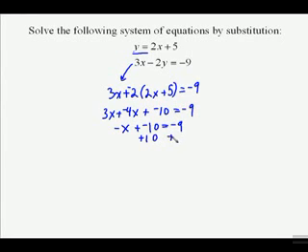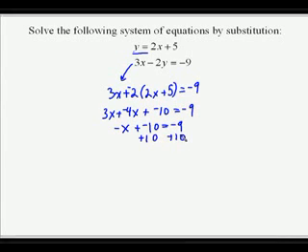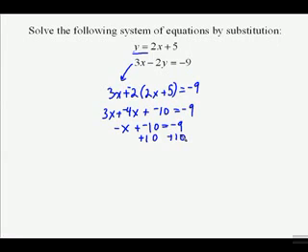To solve, we're going to add 10 to both sides, and so that's going to leave us with negative x equals, well, it's negative 9 plus 10, which is 1. So negative x equals 1, which, once you have negative x equals 1, you can just divide both sides by negative 1 and get x equals negative 1. So the x-coordinate of our solution, we assume, is negative 1.